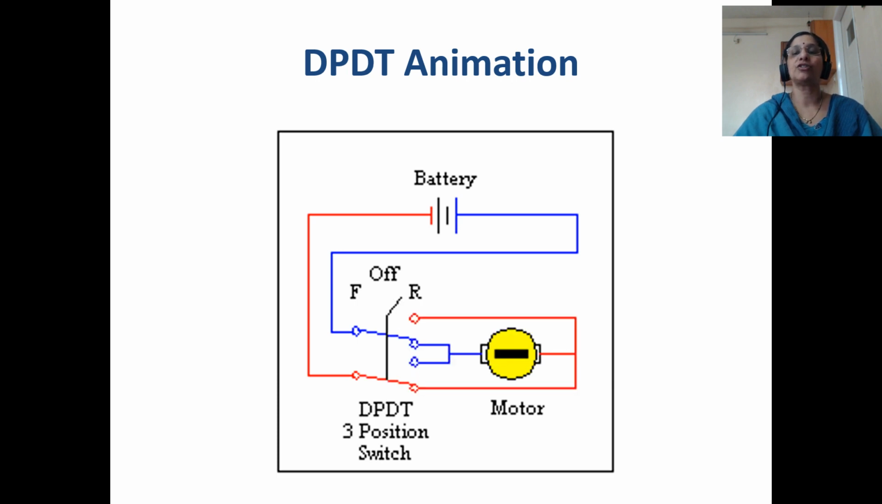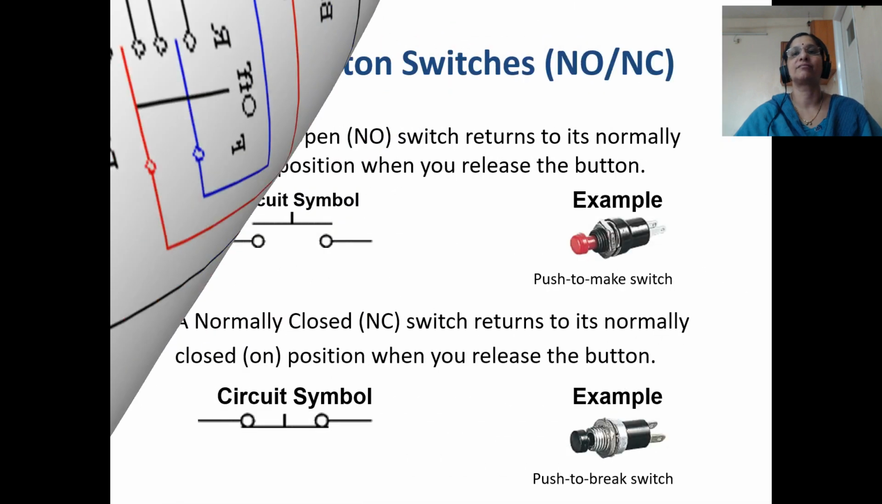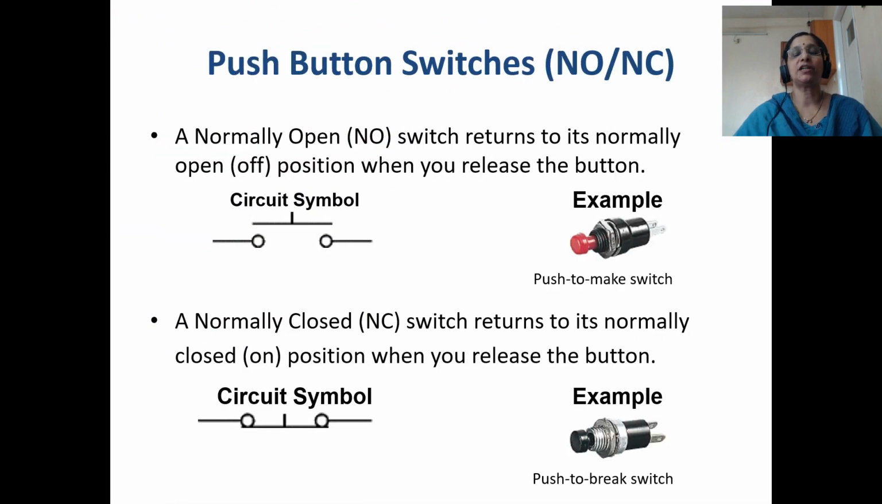When the switch is in one position, we can have a motor which is rotating in the clockwise direction. And if the switch position is changed, the DC motor will start moving in the anti-clockwise direction. These are push button switches. Push to make is a type of switch which is normally open, and when we press the switch it becomes closed. A normally closed switch is exactly opposite: it is normally in the on position, and when we press it, it becomes released. It is a push to break type of switch.